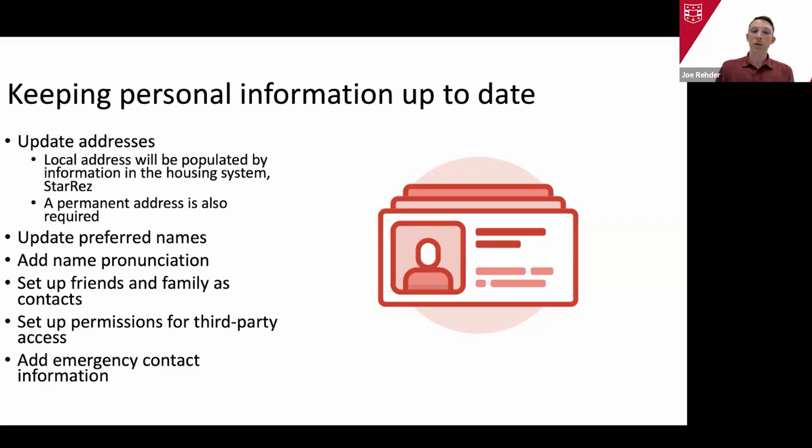And here's the piece that's especially relevant for you as families. Students can set up friends and family as contacts, which is important for the university to be able to send information about upcoming campus events and configure third-party access permissions, which is how they can give another user the ability to log into Workday with their own login credentials and password. They'll also need to add emergency contact information if they haven't already.